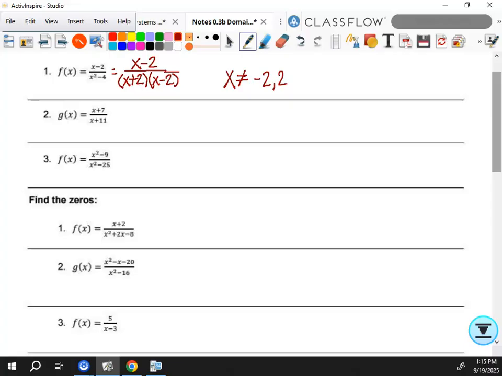Y'all agree with that? That's what x can't equal. So then to write my domain in interval notation is very easy. I'm starting with -∞. I'm going to -2. Then I have to skip over -2, keep going to 2. Then I got to skip over him and go all the way to infinity.